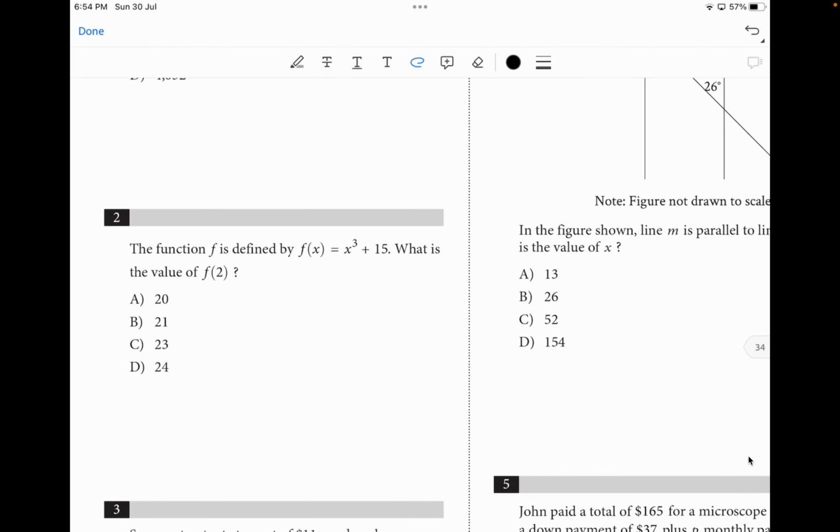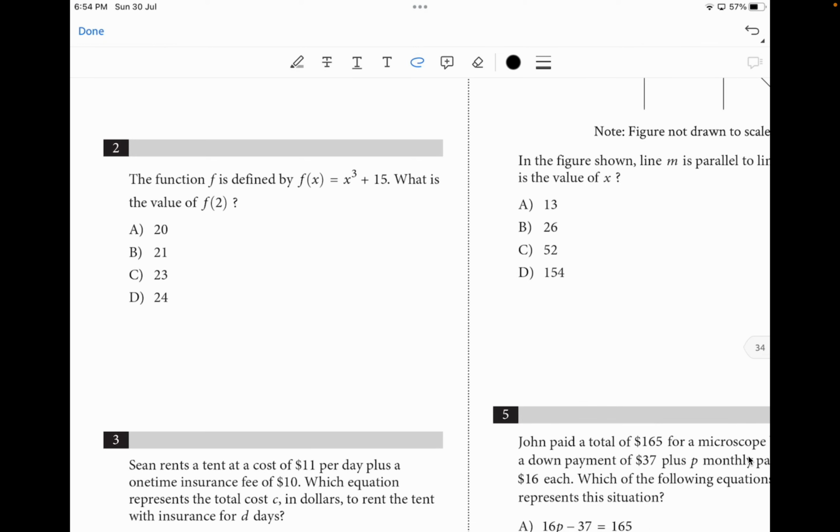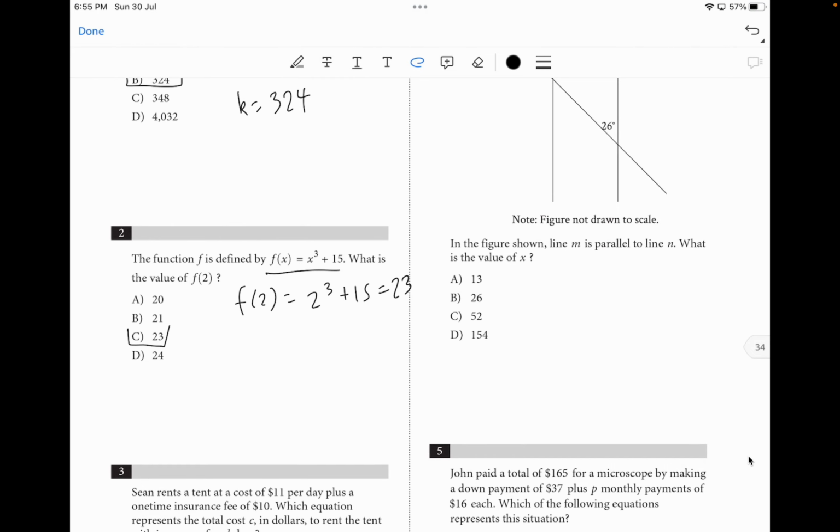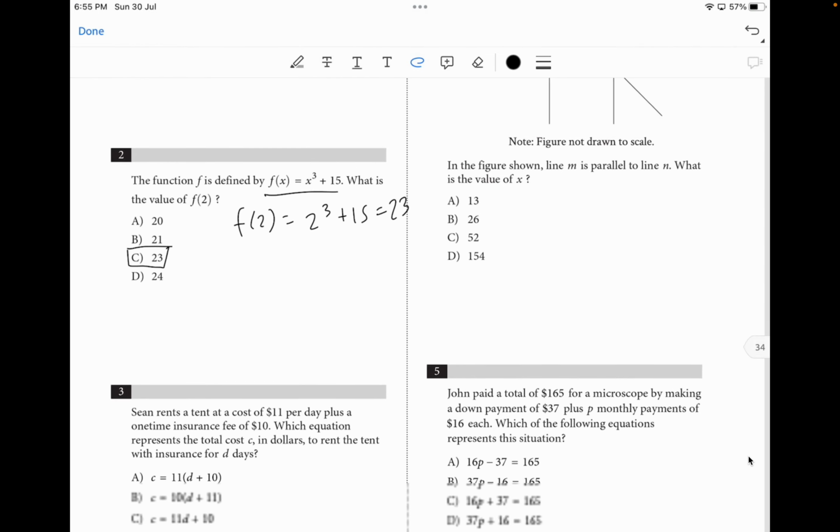Okay. Question number 2. The function f is defined by f of x equals x raised to the power 3 plus 15. What is the value of f of 2? What you're going to do is substitute the value of 2 into this equation of f of x. So f of 2 is equivalent to 2 raised to the power of 3 plus 15. This is another basic question in the SAT. This should give you a value of 23, so choice C should be the correct response. 23 is the answer. Question 3.